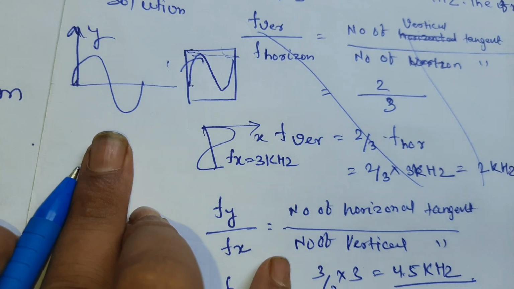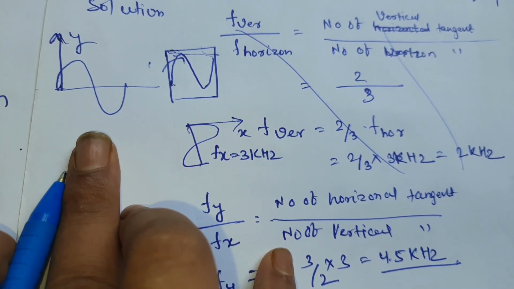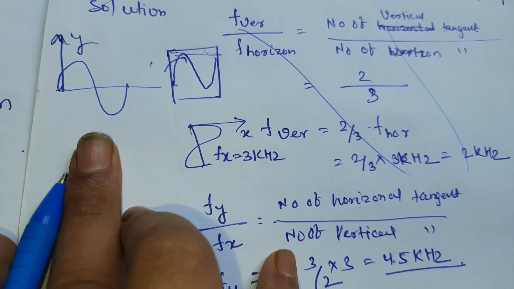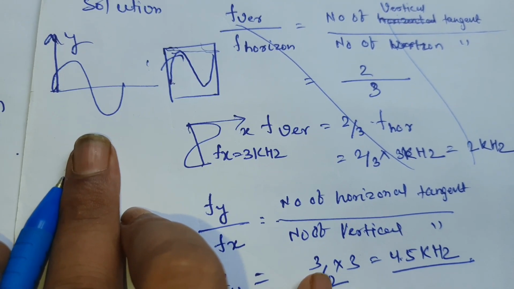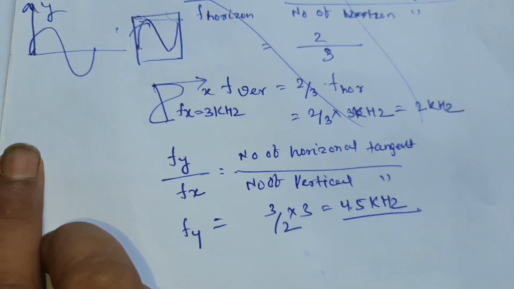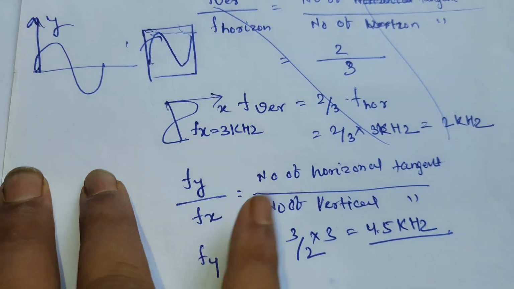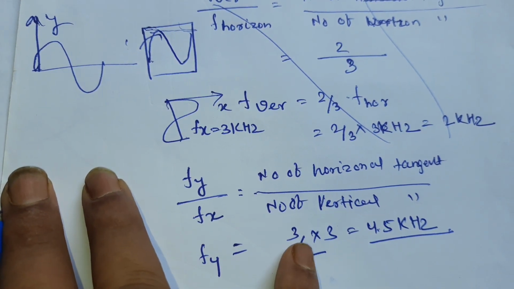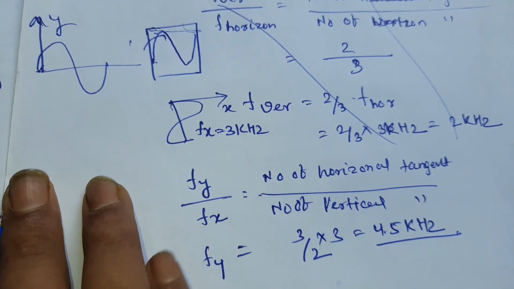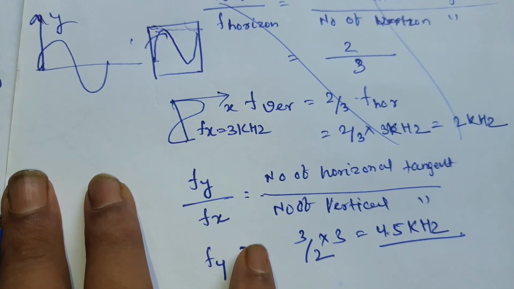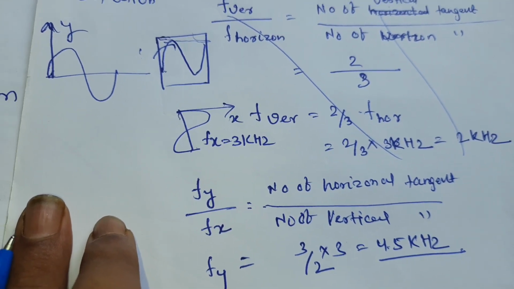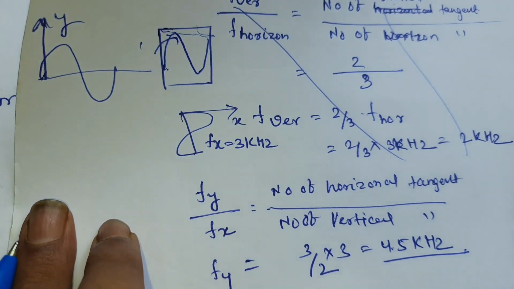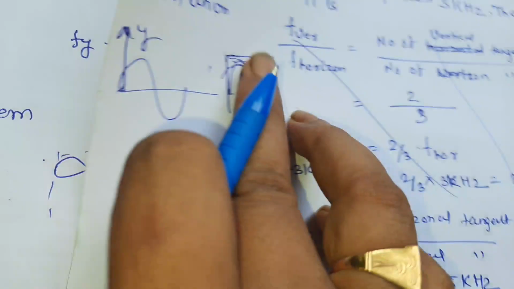From the problem, the number of tangents is 3 along the horizontal line and the number of tangents along the vertical line is 2. So 3 by 2, and as you know, the frequency along the x-axis is equal to 3 kHz. So the unknown frequency is equal to 4.5 kHz. In this way you can measure the unknown frequency using the Lissajous pattern.